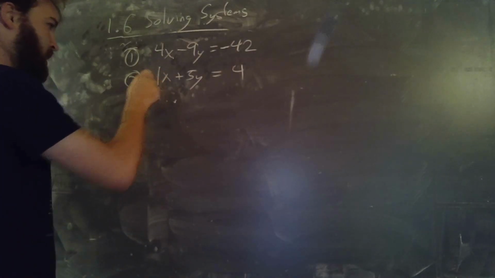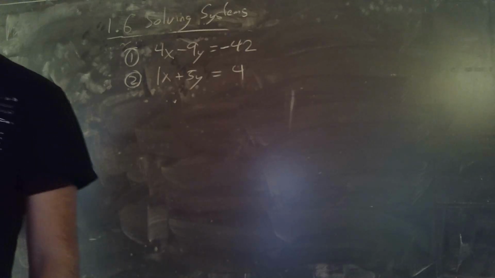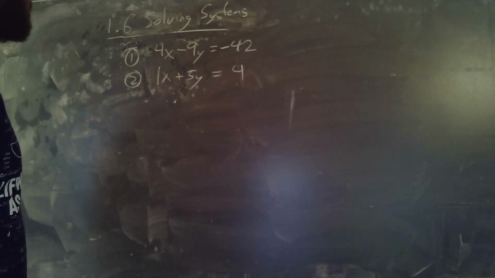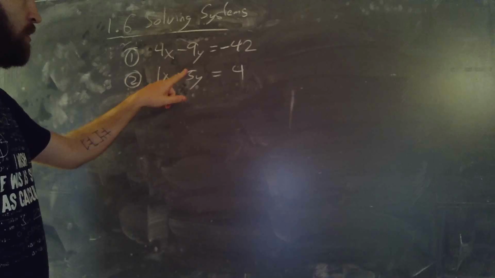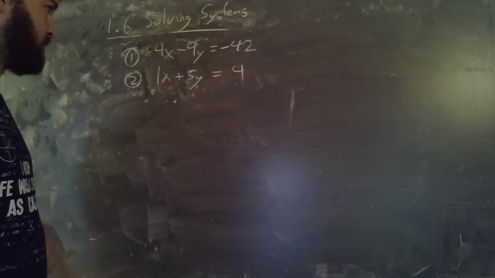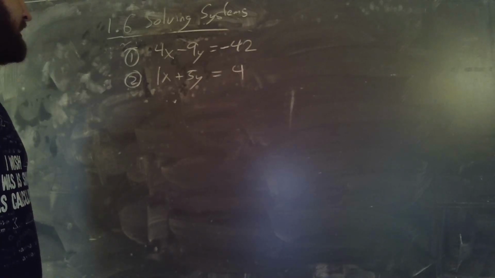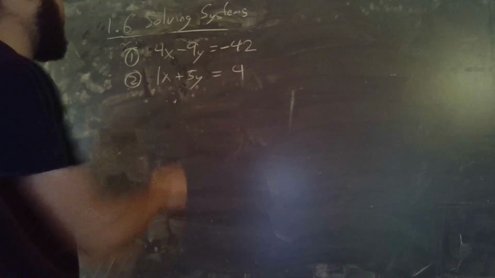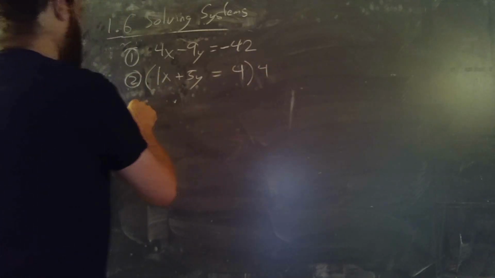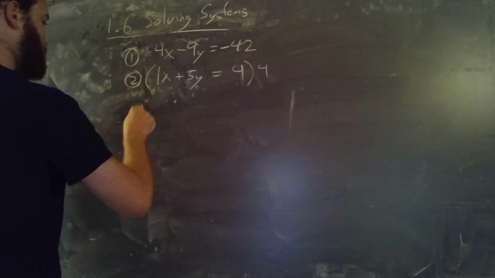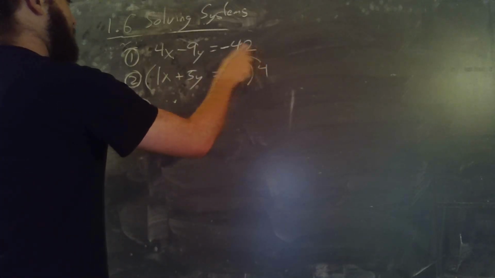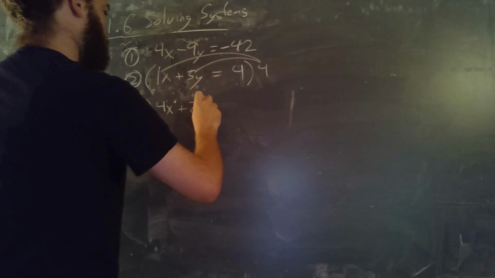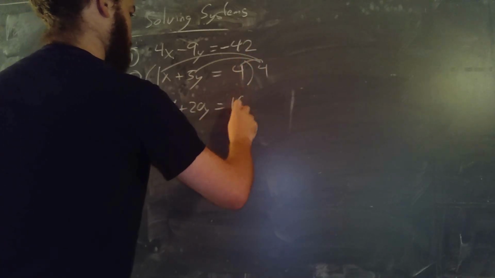So we begin by looking at all of the numbers. And remember, we want either the x's to have the same numbers or the y's to have the same numbers. Well, turning a 9 into a 5 or a 5 into a 9 is really difficult. It involves fractions, so we won't do that. Instead, I can notice that I can turn a 1 into a 4 very, very easily. I just multiply everything in this second equation by 4. So we'll make this star equation by multiplying 4 times 1, 4x, multiplying 4 times 5, 20y, and then multiplying 4 times 4, 16.